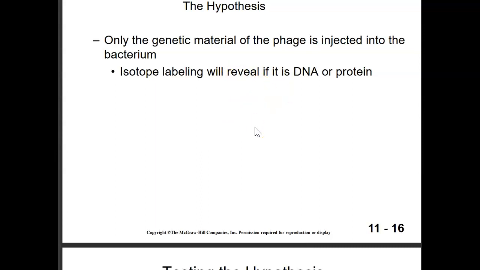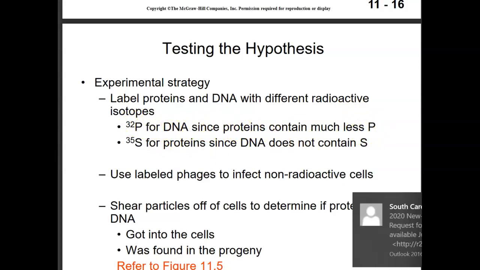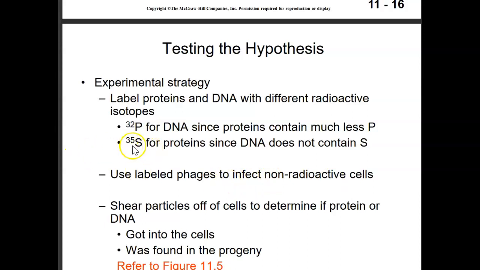How did they know that was the case? What they did was radioactive labeling. So it turns out that in DNA, and we'll talk about this more in another chapter, DNA has a lot of phosphate in it. So you can use radioactive phosphate to label new DNA that's being made, okay? Proteins don't have a lot of phosphate in them, so you know you're specifically labeling DNA.